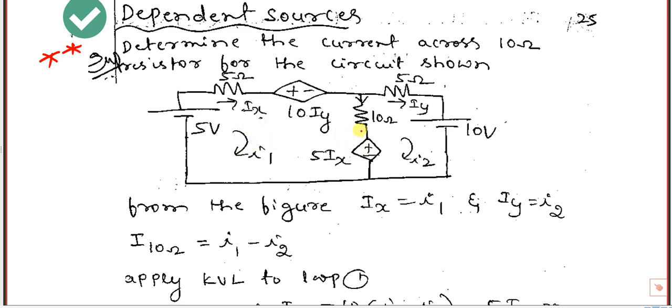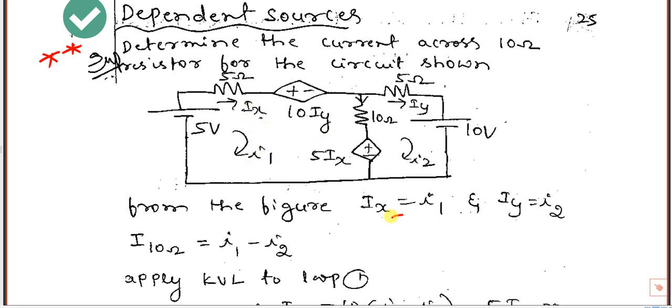So there are two meshes, I1 and I2. Give the direction as I1, I2. So you can apply KVL and you can solve. All the two equations should have only mesh currents I1 and I2. So wherever IY is there, you have to write it in the form of mesh currents only. From the figure, this Ix belongs to the 5 ohm. In the 5 ohm, Ix is given. You have to write Ix in the form of mesh currents. So it is I1 only.